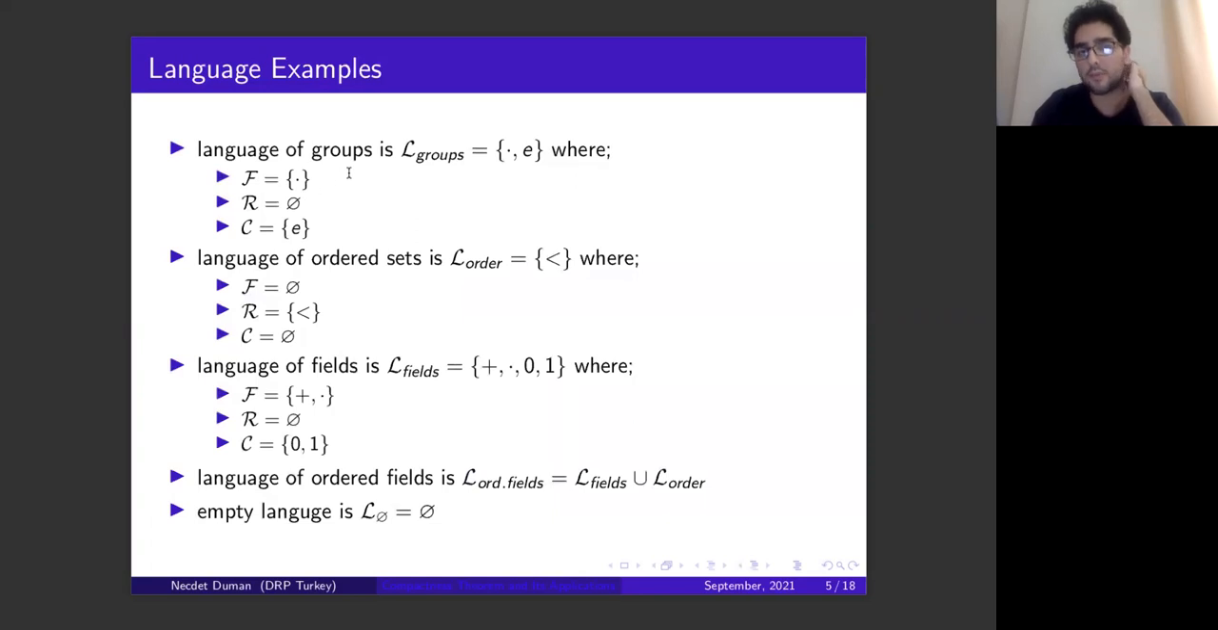A language of groups is given here. It has a function symbol and a constant symbol. It doesn't really need a relation symbol because we will most of the time think about groups in this language. Another example is the language of ordered sets. We have a relation symbol and nothing else, only logic and variable symbols other than that. There is the language of fields. It has 2 functions, 2 constants, and nothing else. Well, the union of 2 languages is a language, and there's an empty language, which is not actually empty because it has logic symbols and variable symbols.